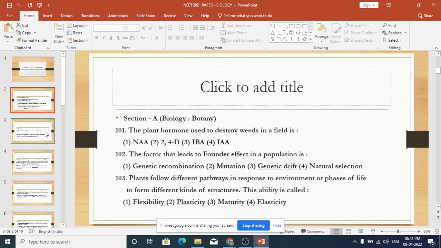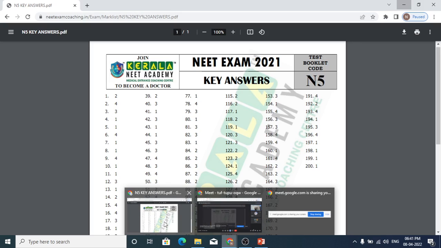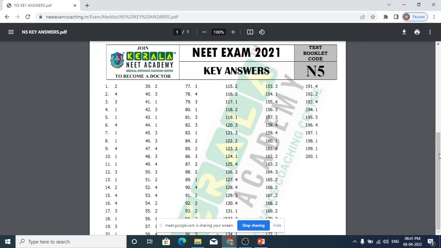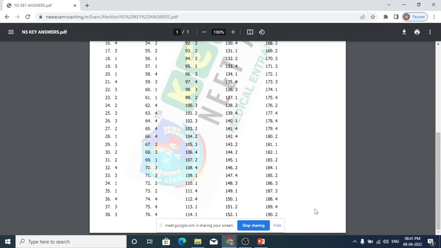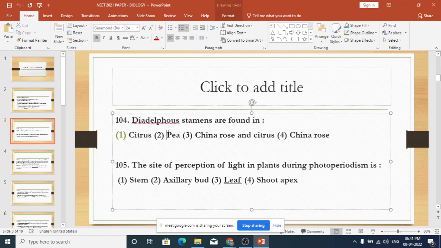Okay, let's go to the fourth one. Diadelphous stamens are found in. Here I have not underlined anything. 104, the answer is P, this one. Diadelphous stamens are found in P. Okay, P is a pea plant? Yes, sir. So the 105th question.